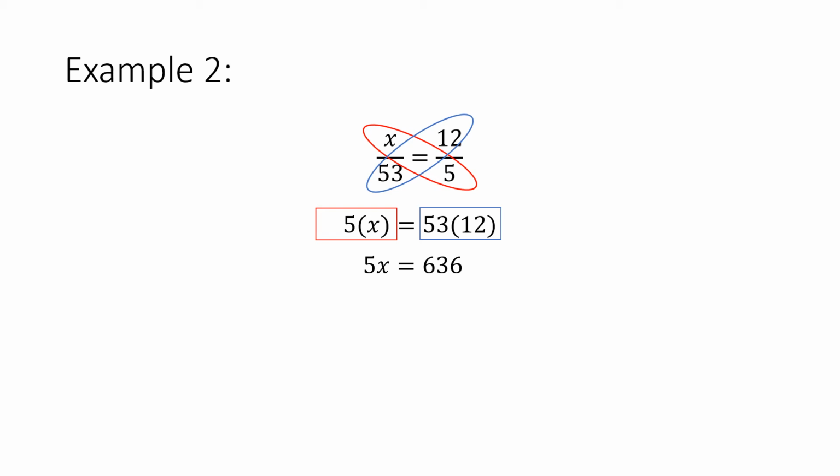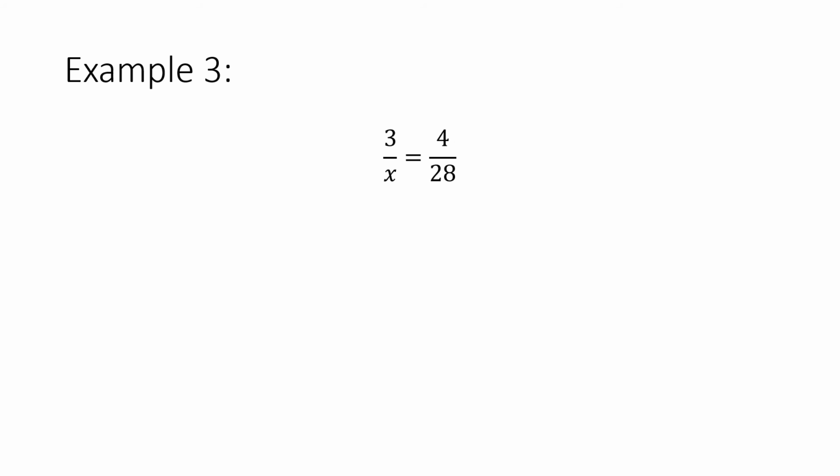And then I'm going to simplify both sides. 5 times x is just going to give me 5x. 53 times 12 is going to give me 636. Now I'm ready to solve for x, and to do that I need to divide both sides by 5. And I'm going to get a decimal here, and that's totally okay. So x is going to equal 127.2.